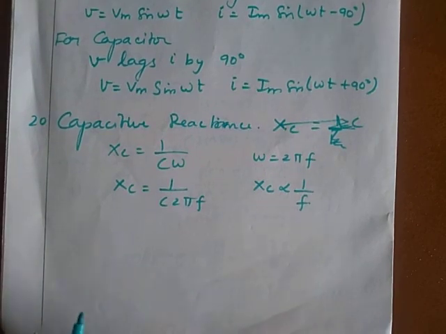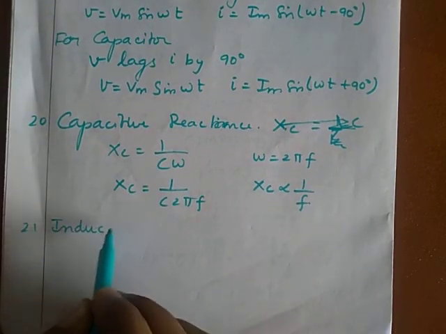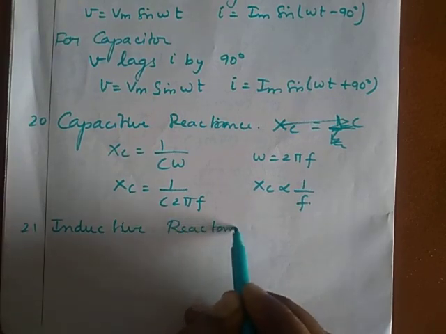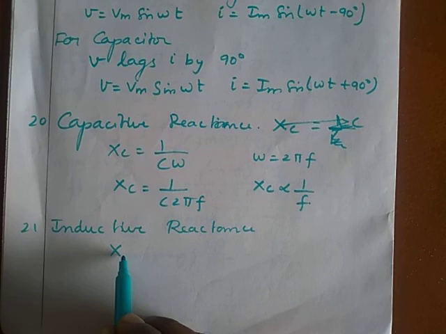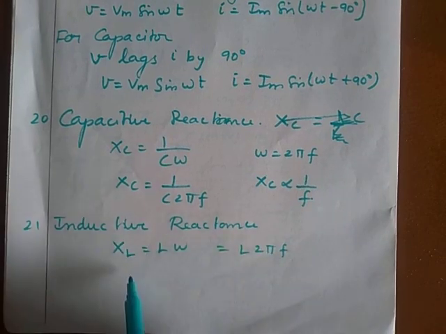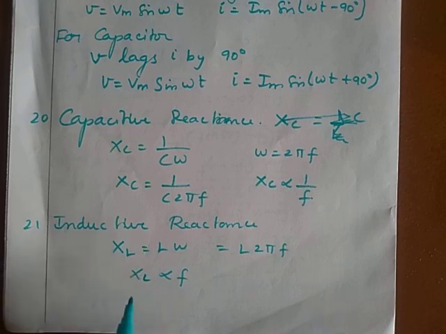Then inductive reactance, that is represented as XL is equal to L omega. Here omega is equal to 2 pi f. XL is directly proportional to f. If frequency increases, XL also increases. It is also a resistance offered by the inductor.